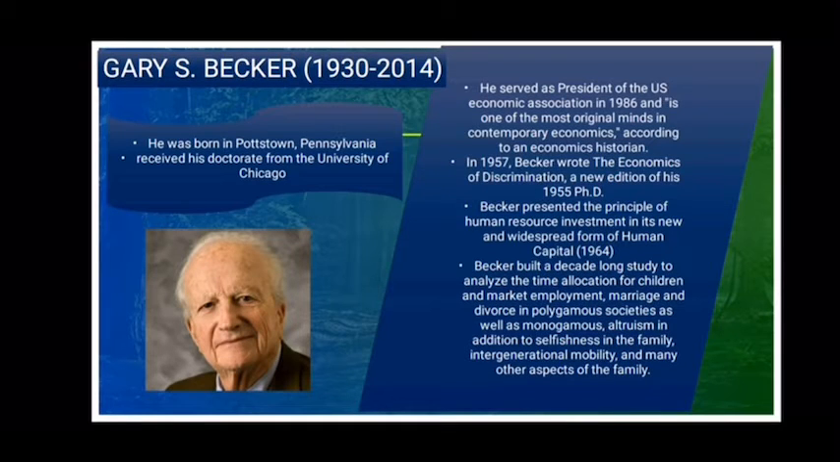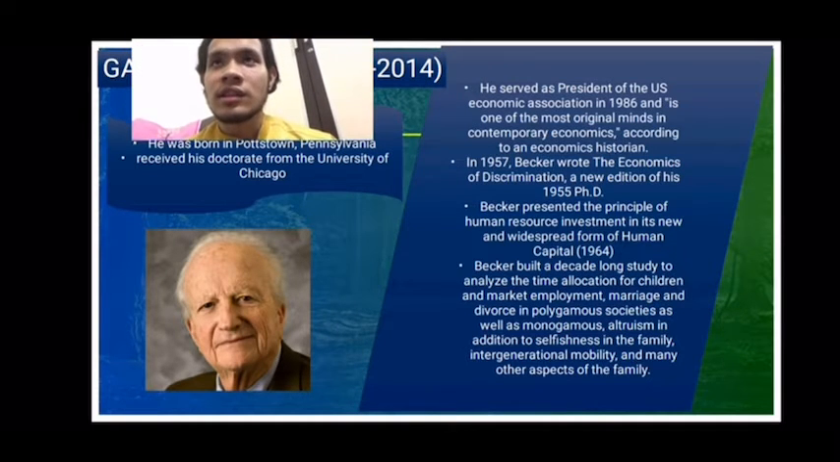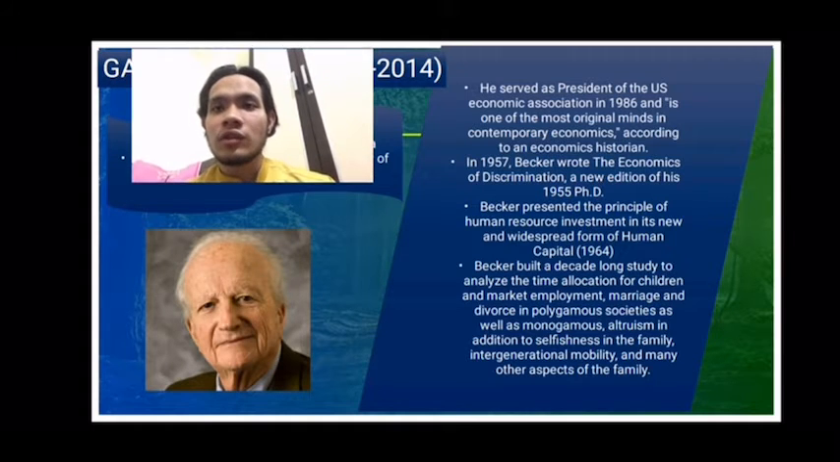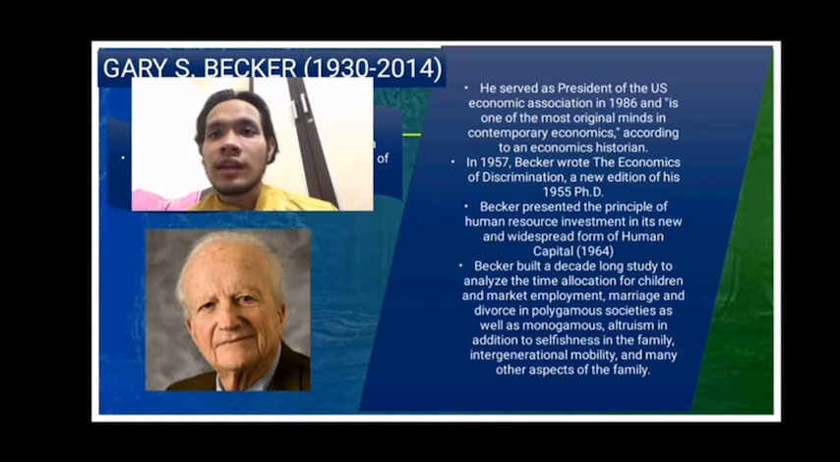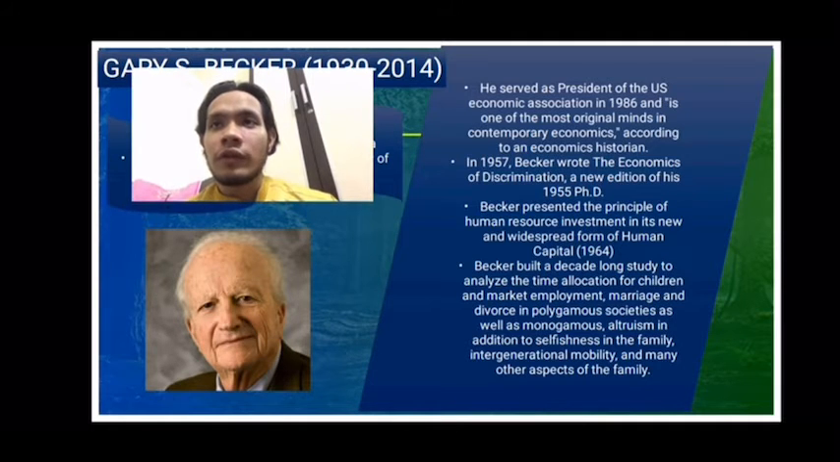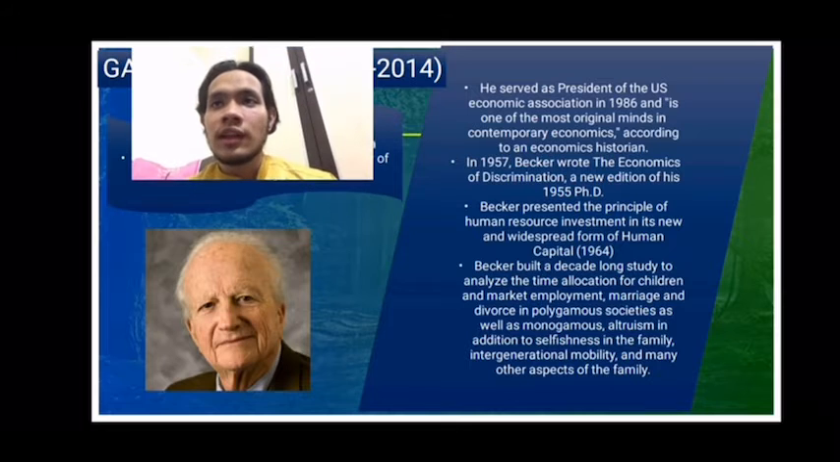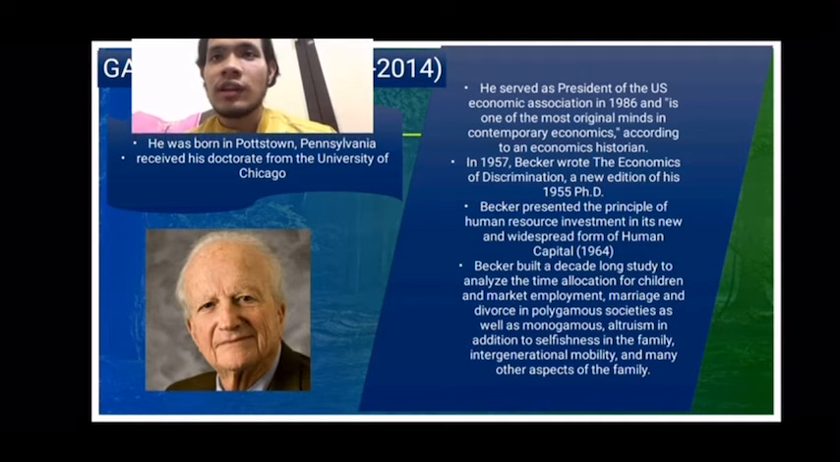Gary S. Becker was born in Pennsylvania and received his doctorate from the University of Chicago. He served as president of the American Economic Association in 1986 and is one of the most original minds in contemporary economics. In 1957, Becker wrote The Economics of Discrimination, a new edition of his 1955 PhD. Becker presents the principle of human resource investment in its new and widespread form of human capital. Becker conducted a decade-long study to analyze the time allocation for children and market employment.